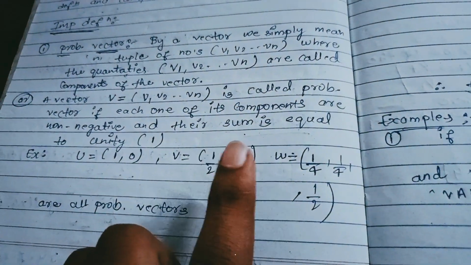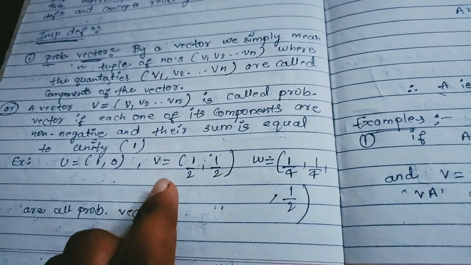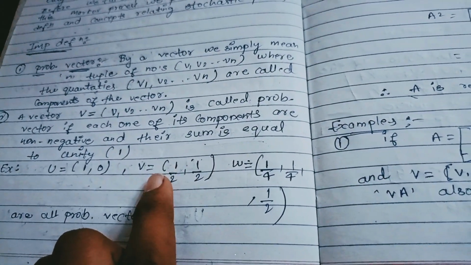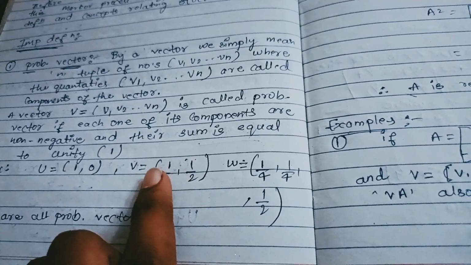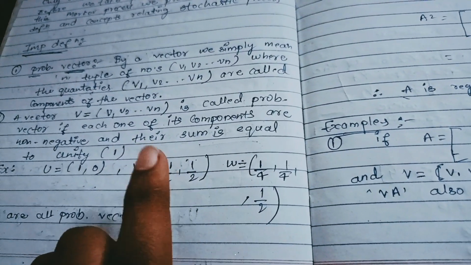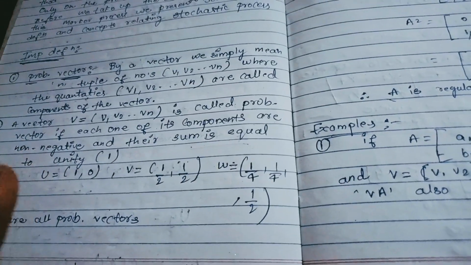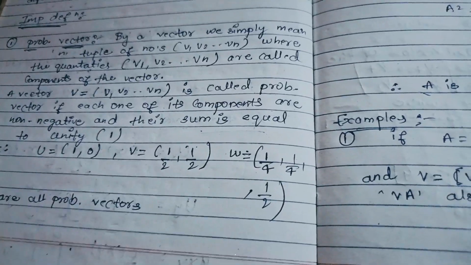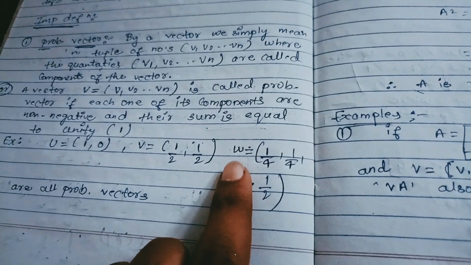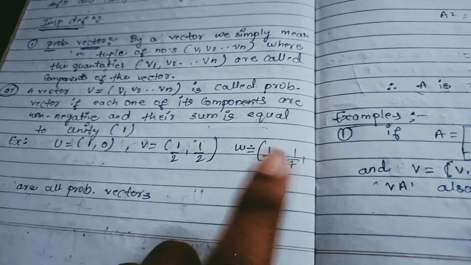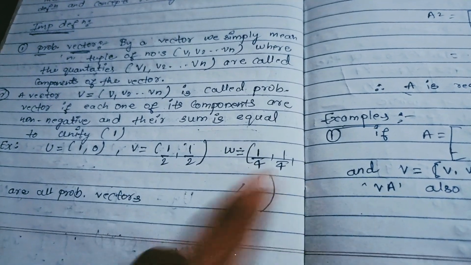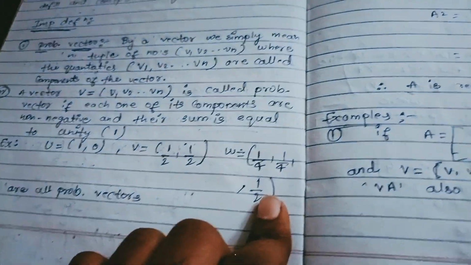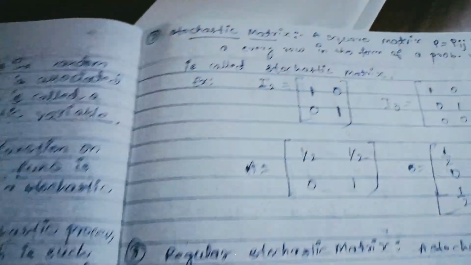Consider another vector v with components 1 by 2, 1 by 2. The components are non-negative, and the sum of 1 by 2 and 1 by 2 should be 1. It is the major rule of a probability vector. Consider another, w equal to 1 by 4, 1 by 4, 1 by 2. There are three components, all are non-negative, and the sum of these numbers is equal to unity. Let's move on to the next one.